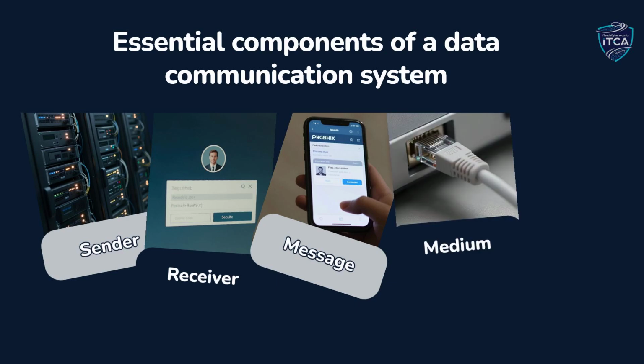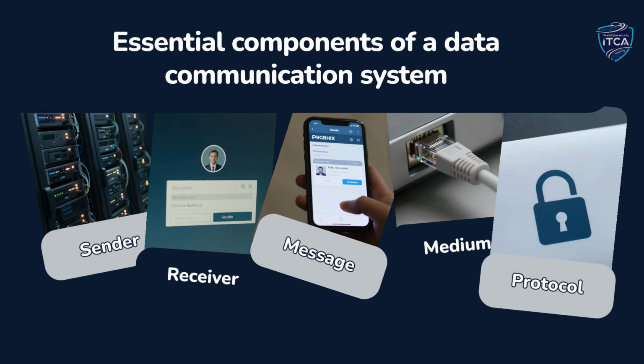Then we have the medium, which is the path the data travels through. This could be a cable, Wi-Fi, or the internet. Attackers often monitor or tap into this path to intercept data. Finally, there is the protocol, which defines the rules of communication. Weak or insecure protocols expose data to interception and manipulation. Together, these 5 components form the backbone of secure communication.